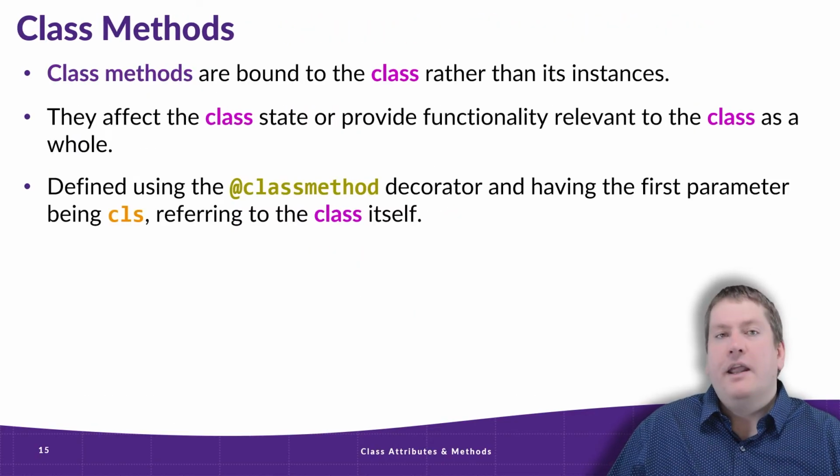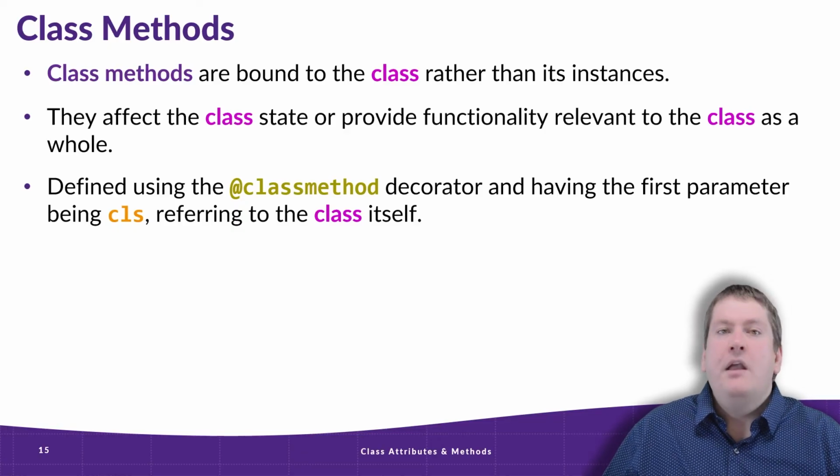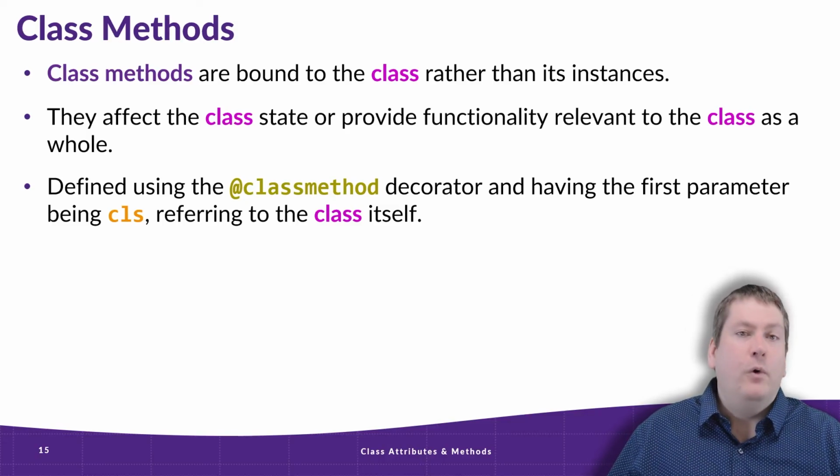Now we're going to move on to talking about class methods. It's a very similar idea to class attributes, and just like how class attributes are bound to a class rather than an instance, class methods are going to be bound to the class rather than an instance of that class. Class methods affect the class state or provide functionality relevant to the whole class, but they can't edit or manipulate or even access the instance attributes of specific instances of the class. They only can operate on class attributes and other aspects of the class as a whole.